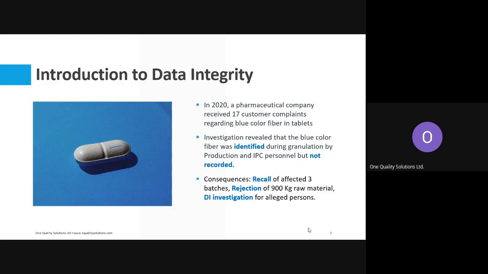So what could be done differently to avoid the recall and huge rejection of raw material? So what do you think? You can write in the chat box. Anyone else want to comment? Okay, we can go to the next slide.